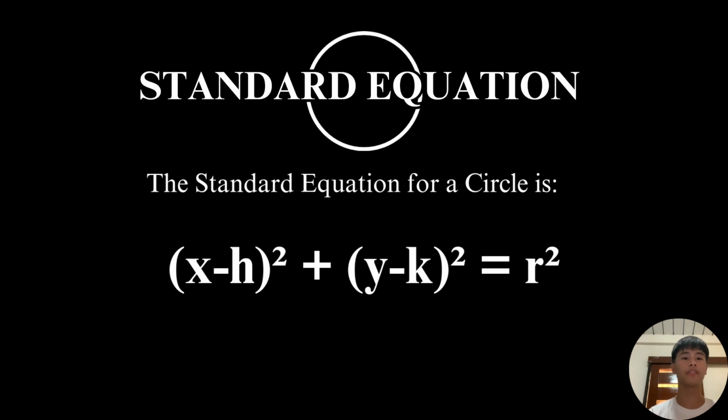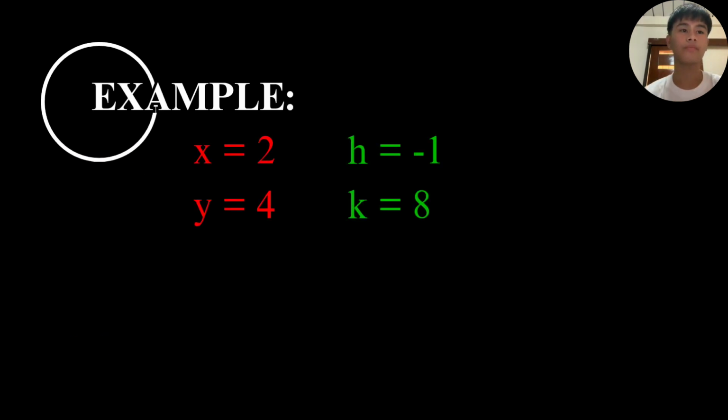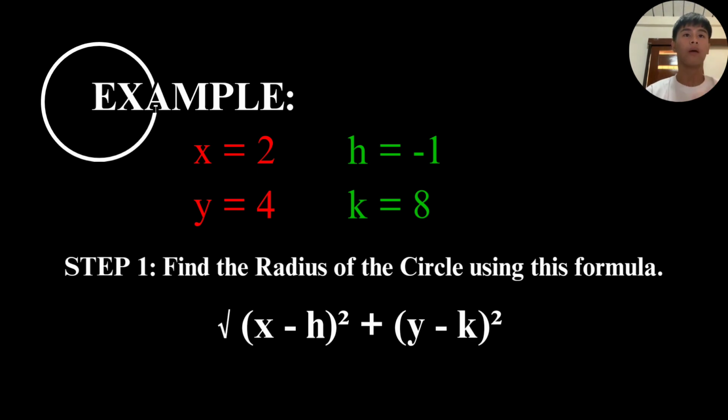Its standard equation is (x - h)² + (y - k)² = r², with the h and k highlighted in green representing the location of the circle's center, while the r marked in red represents the circle's size measured in radius. Now, let's see an example with the given variables. x equals 2, y equals 4, h equals -1, and k equals 8. We need to turn these variables into the standard equation.